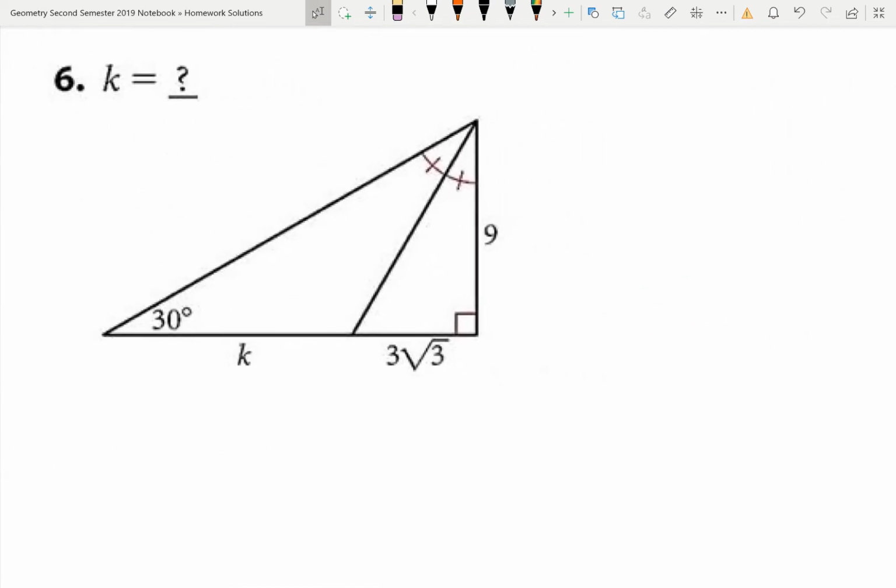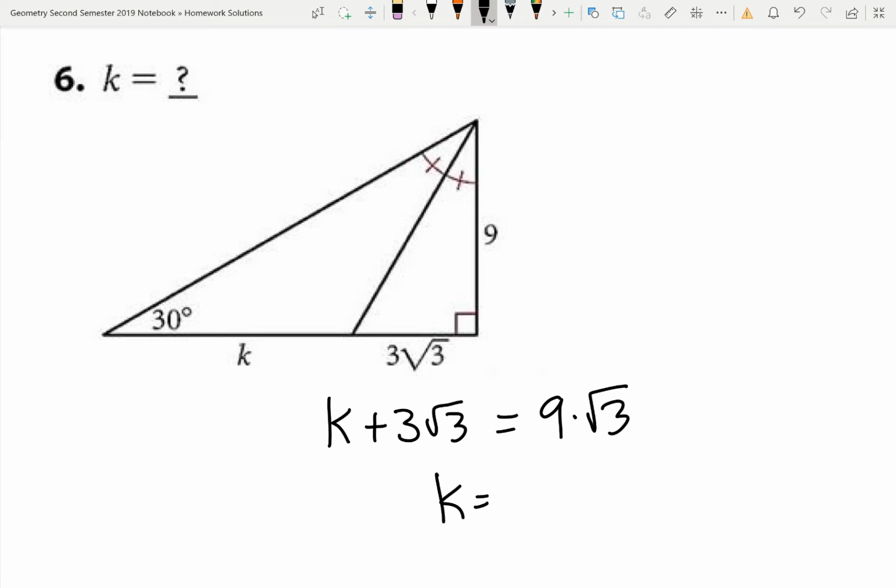Okay. Well, again, we have a 30, 60, 90 triangle, and the given length, 9 centimeters, is the length of the shorter leg, and the length k plus 3 root 3 is the length of the longer leg. So by the 30, 60, 90 triangle conjecture, the length of the longer leg is the length of the shorter leg multiplied by root 3. So in other words, k plus 3 root 3 is equal to the length of the shorter leg times root 3. And so that means that k, if you subtract 3 root 3 from both sides, you get 6 root 3. And the units of that are centimeters.